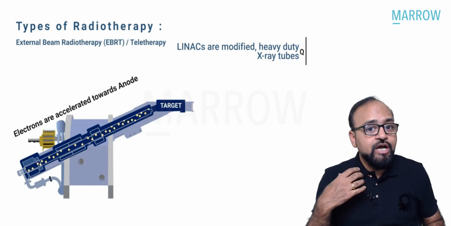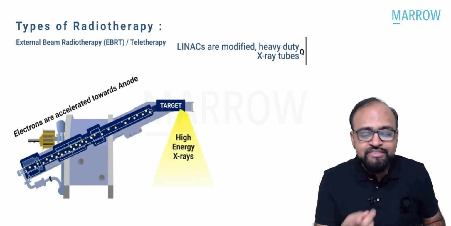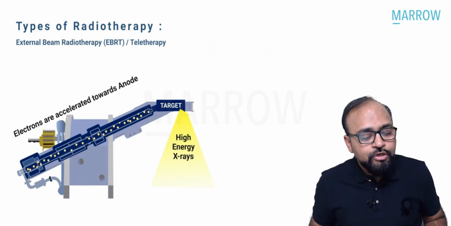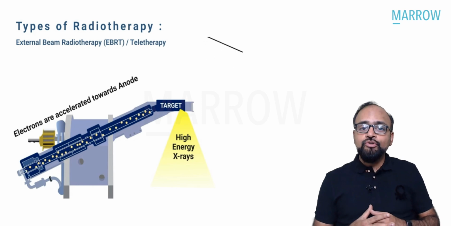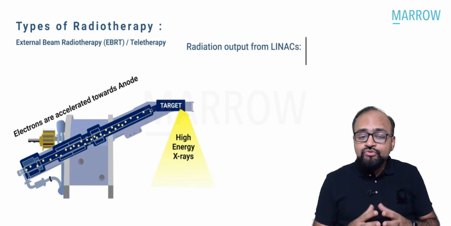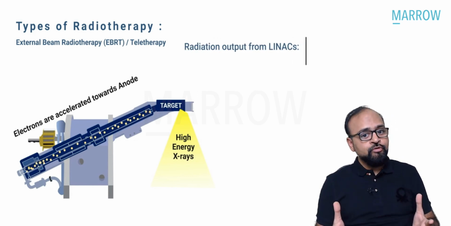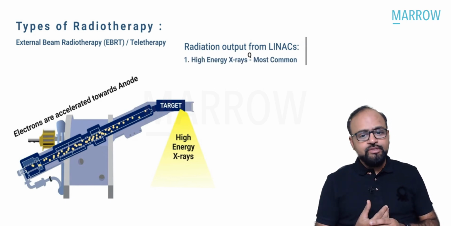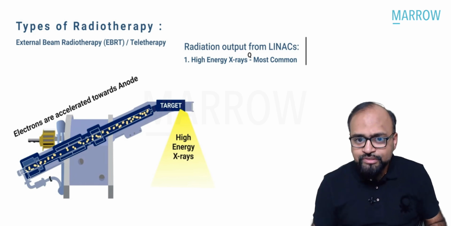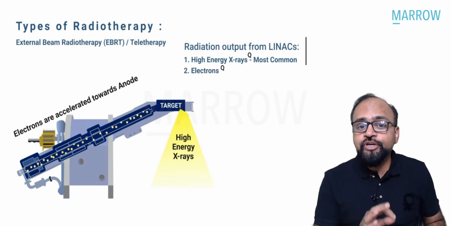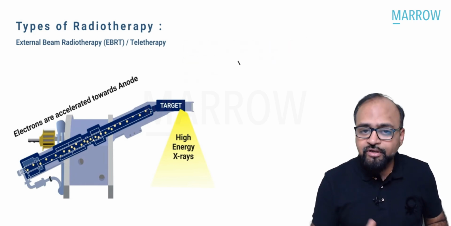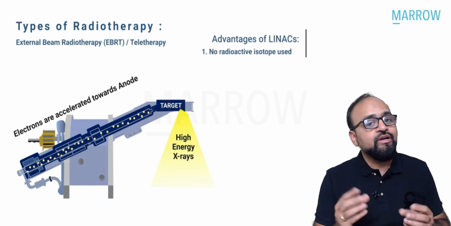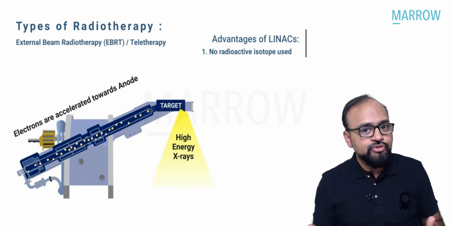What is the radiation output coming out from Linacs? These are high energy X-rays. Occasionally some electrons also come out. Do you realize that we have not used any radioactive source in Linac machines? The radiation output from Linac machines is nothing but high energy X-rays and a few electrons, as I have said. There is no radioactive source used here, isn't it? Why? Because it is just an X-ray tube. So there is no radioactive isotope, no handling, no department personnel exposure.